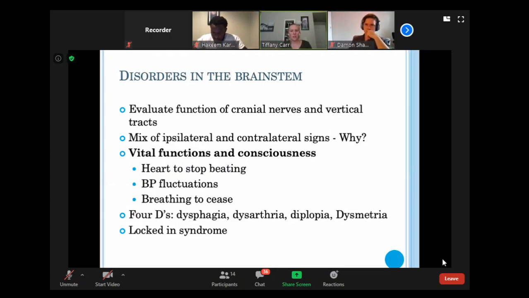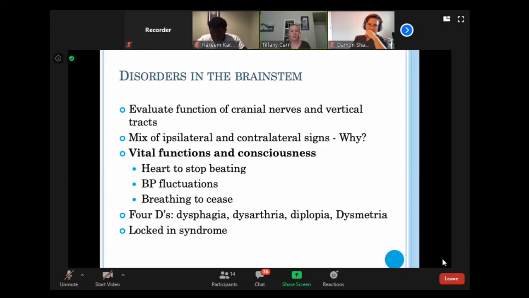So we're getting into the disorders of the brainstem. So you're going to want to be able to evaluate the function of the cranial nerves and the vertical tracts. A mix of ipsilateral and contralateral signs. Why does that happen? So like we were talking about with the upper motor neuron, it has a bilateral projection for the upper portion of the face and contralateral for the lower portion of the face. So that's why you need to know how those signs are going to present versus Bell's palsy being lower motor neuron just affecting the entire half of the face.